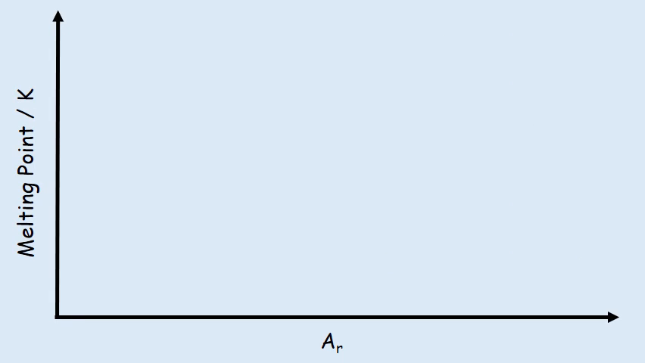Now we're going to look at the melting points of elements in period 3. We're going to look at just period 3. The elements that we look at are sodium, then magnesium. All I'm doing is looking along period 3.